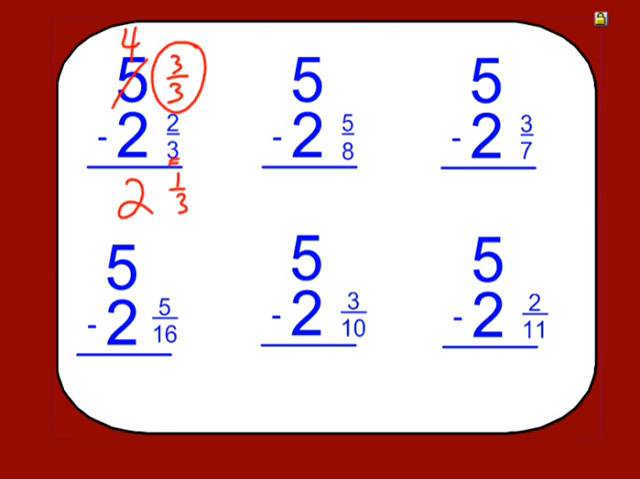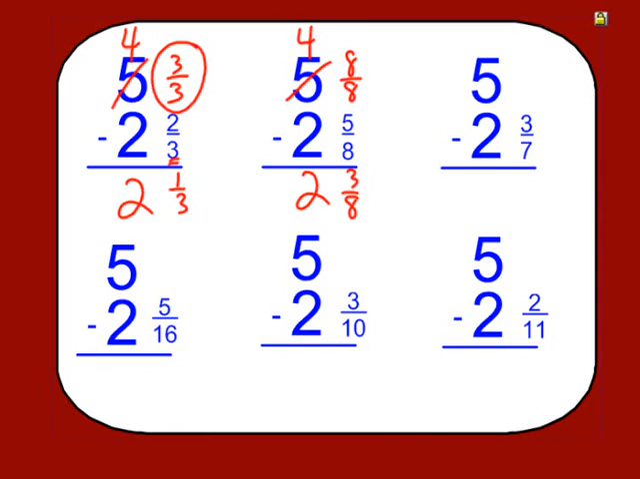In this next example, again, you can't take 5/8 from nothing. We need to borrow. What am I going to put there? Well, since it's eighths, I'm going to put 8/8, because remember, 8/8 is equal to one whole. And then you can just subtract and get your answer there.